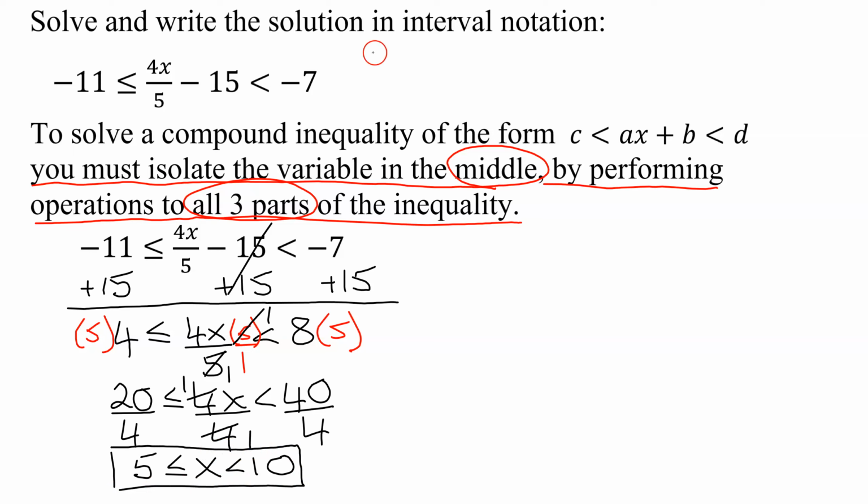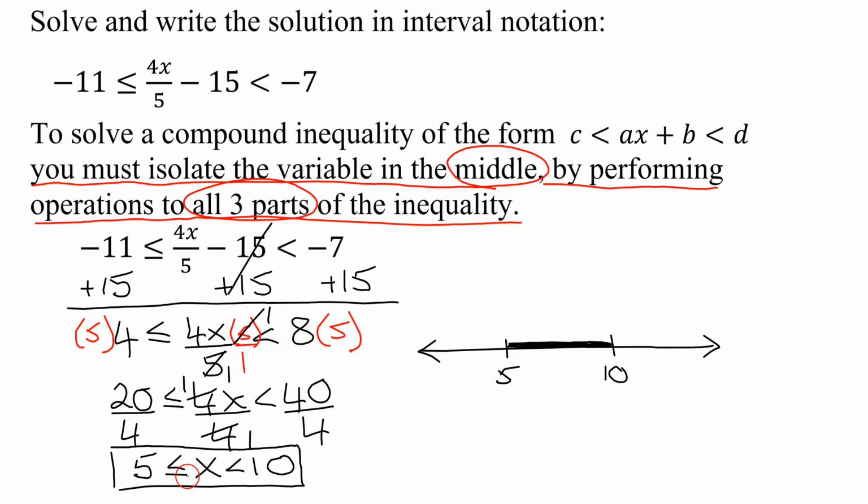And now all I have to do is write it in interval notation. And to do that, it helps to graph it. The numbers I'm interested in are 5 and 10. When you have a compound inequality that goes from least to greatest with less than or equal to, all it's saying is x lies in between those two numbers. So I know my x value has to lie somewhere in between 5 and 10.